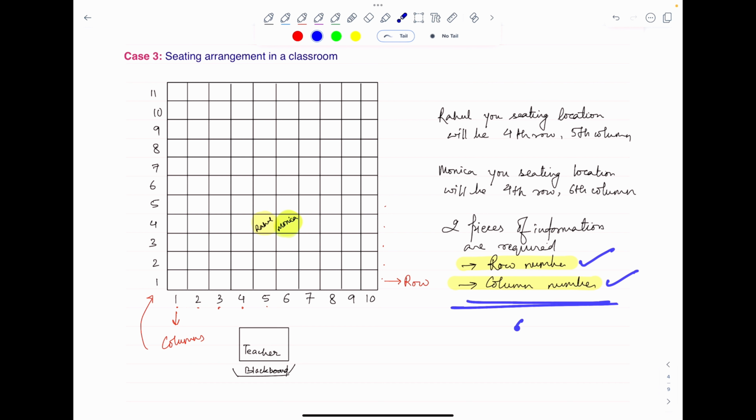Then we have to fix the what? We have to fix the origin. Got my point?